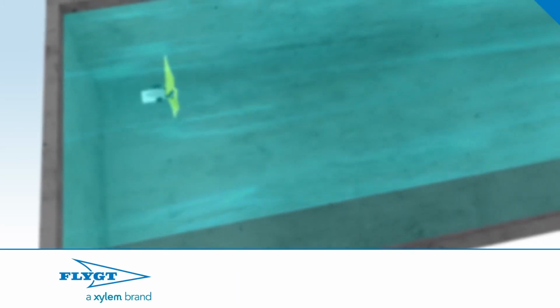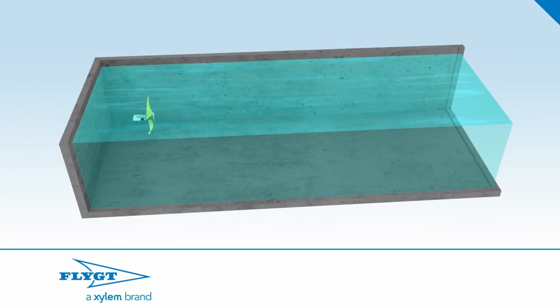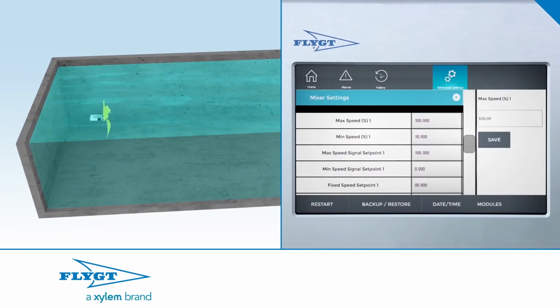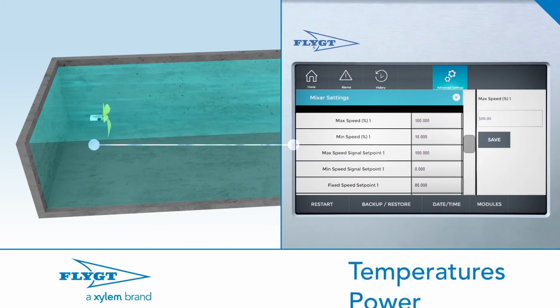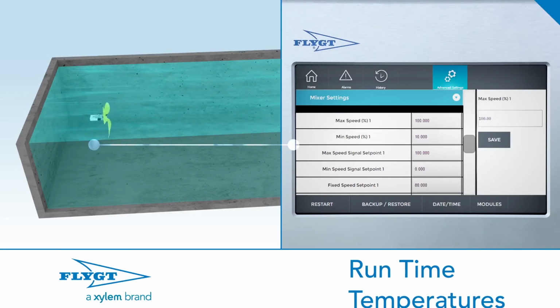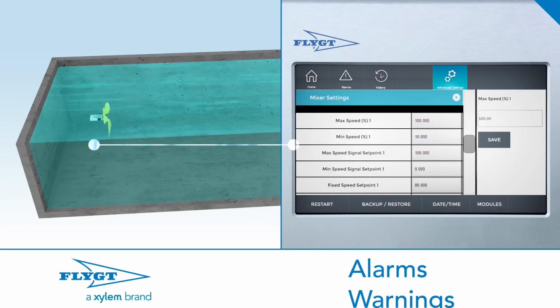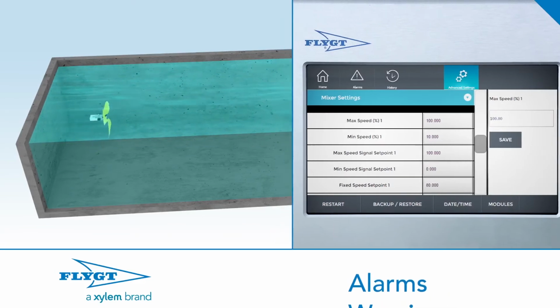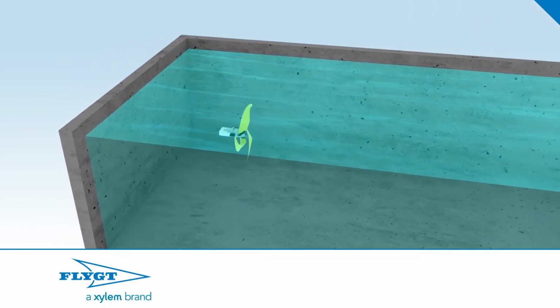Variable speed mixers have other advantages as well. For example, the Flight 4320 is equipped with advanced communications, so you know what is happening below the surface. The 4320 knows its speed, power consumption, temperatures, runtime, and more. And it communicates this information, along with any warnings or alarms, continuously via a variety of connected devices utilizing Modbus and other protocols.